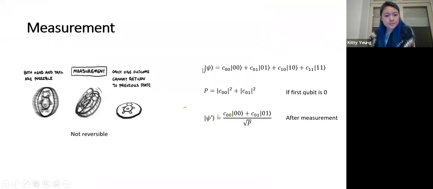And when we talk about measurements, we also should know that it's not reversible. So a spinning coin could be like our qubit that has possibilities of landing on head or tail. We don't know where it lands until we make a measurement. So in this case, measurement could be when we push it down. It will land on one of the sides.